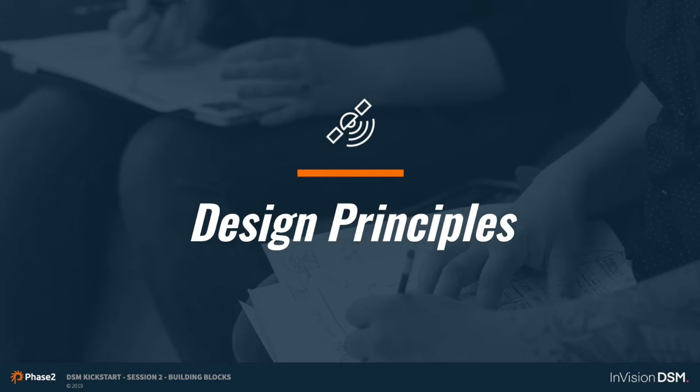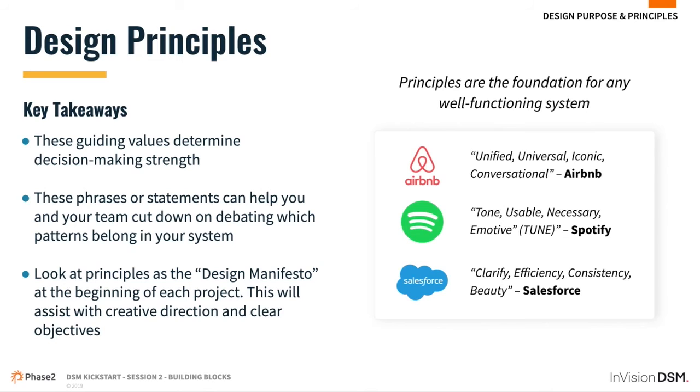It's important for a design system to have a set of guiding principles that will govern decisions your team is going to make. This is where design principles come into play. So what are they exactly? Essentially, design principles are agreed upon phrases, guidelines, or rules that can be used during the design and decision-making process to ensure your system as a whole remains consistent and dedicated to its purpose. On the right, you can see some examples of some reputable companies' design principles. For Airbnb, it's unified, universal, iconic, and conversational. For Salesforce, it's clarity, efficiency, consistency, and beauty.